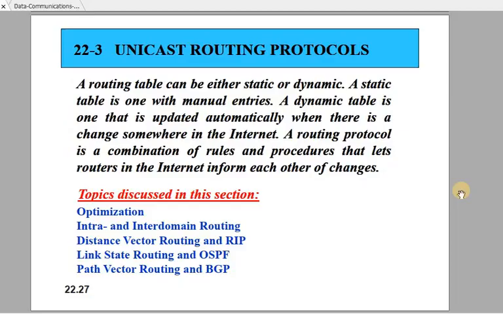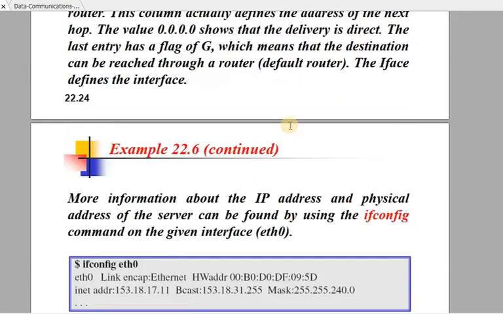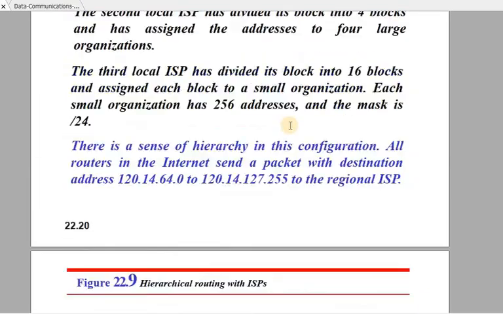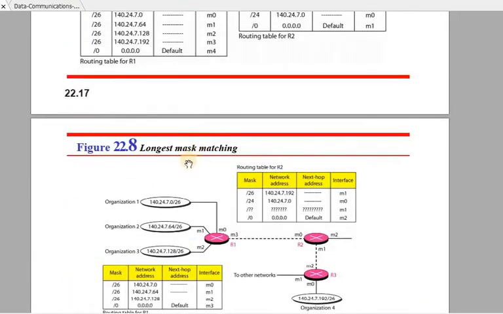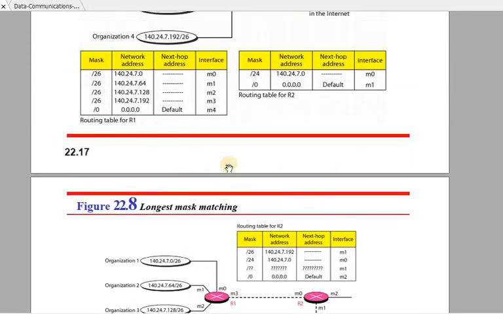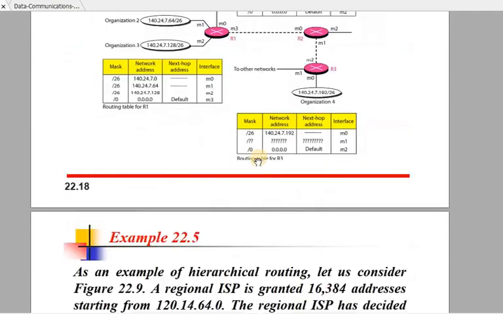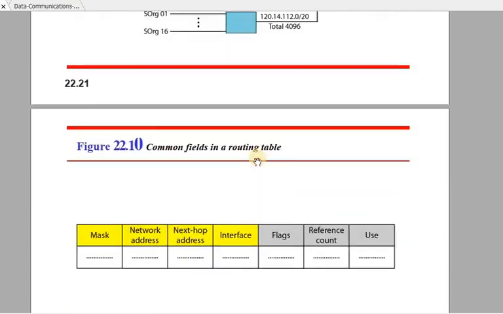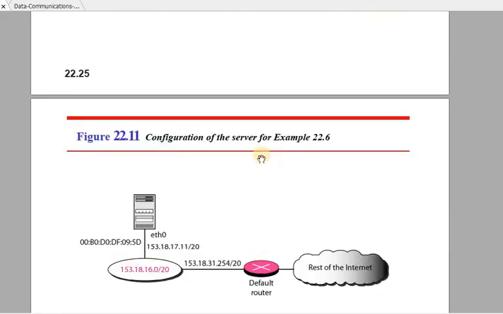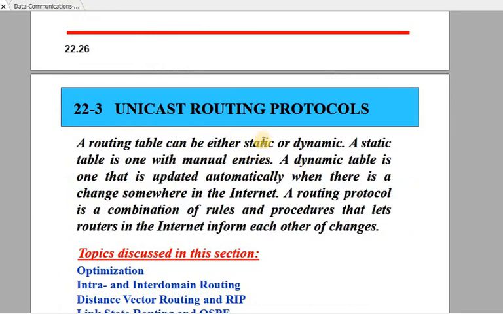Hello students, we are going to continue with our computer networks class. So this is the Unicast routing protocol. The last thing that we studied was about the longest mask matching, which came after the concept of address aggregation. So now let us move on to the routing protocols that we have. We will start with Unicast routing protocols.